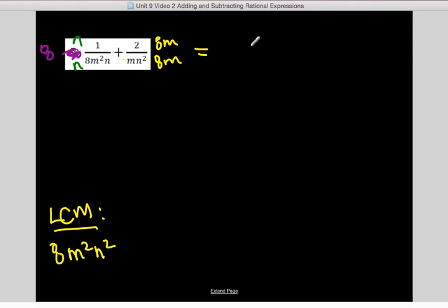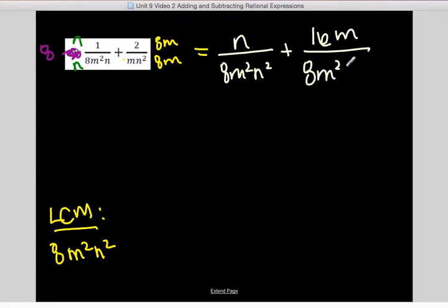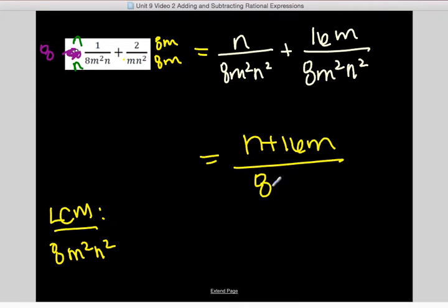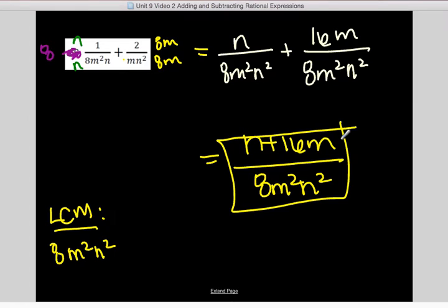So I would have n over 8m squared n squared plus 2 times 8 is 16m over 8m squared n squared. My denominator is the same, so I can go ahead and write it as 1. So I would have n plus 16m over 8m squared n squared. And that is my answer for number 8.